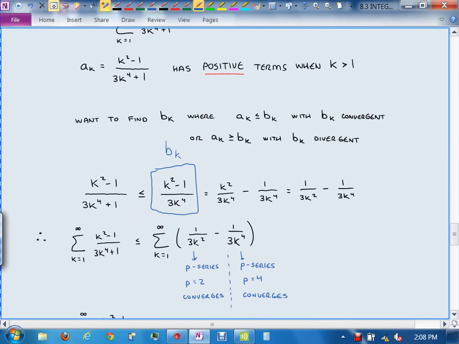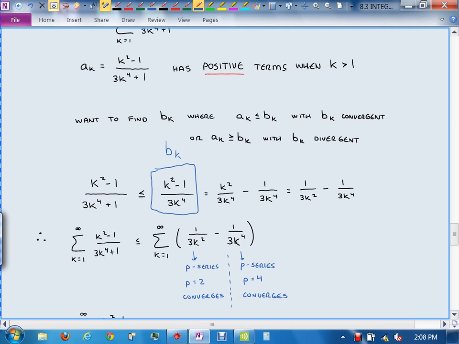What I did was I said, look, I would like to find something bigger than this. So what I could do is make the numerator bigger, right? Or I could make the denominator smaller. I chose to make the denominator smaller. How could I make the denominator smaller? Just take one away. Now it's a smaller number. Smaller number on the bottom makes it a bigger ratio. Is that okay?